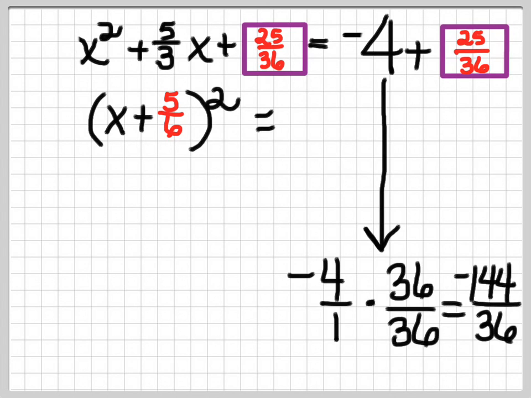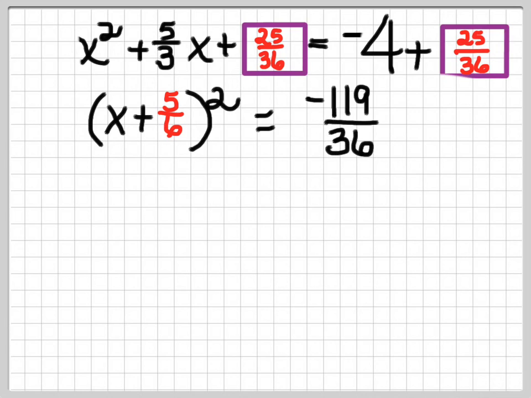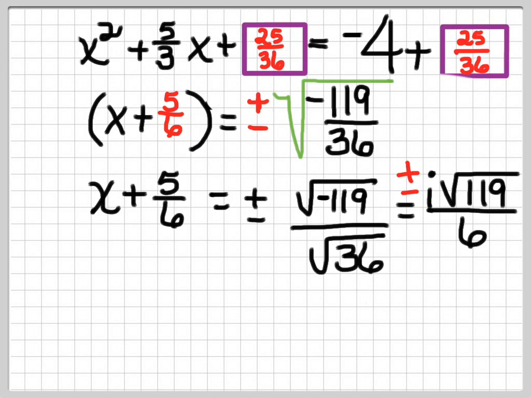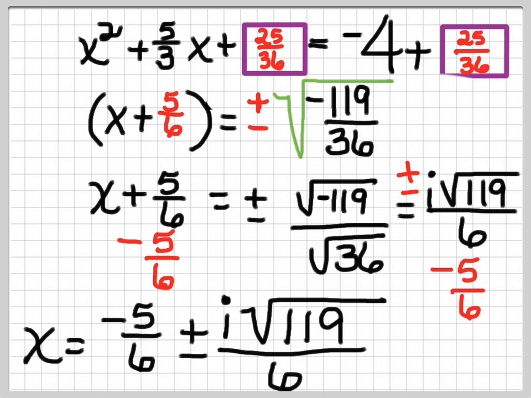Okay, this shows you how to get a common denominator. So if we need a common denominator of 36, we're going to multiply this negative 4 by 36 over 36. And that's what we get. We're going to take the square root of both sides. This produces an i. The square root of 36 is the same as 6. We're going to subtract 5/6 from both sides, and our final answer is going to look like this.